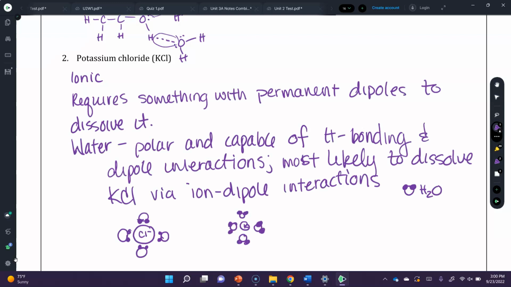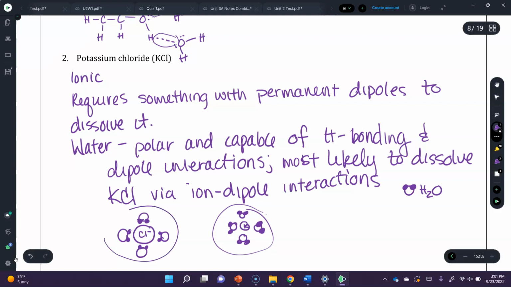Okay, so when we model this, we would show the negative end of the water molecule closest to the positive cation, which is potassium, and so it would form its hydration shell like this. And then for chloride, the hydrogen atoms orient towards the negative anion because they have a partial positive charge from the dipole, and so that is how this hydration shell forms.